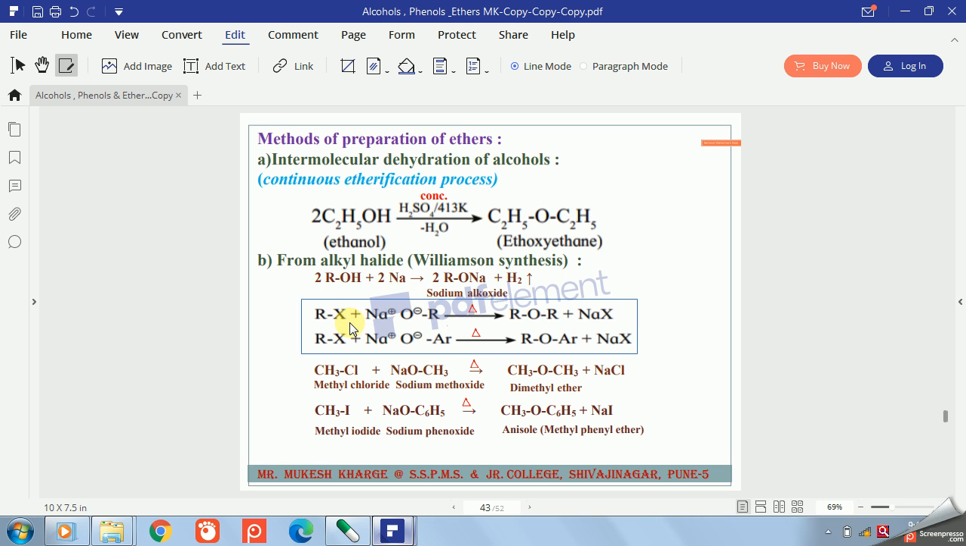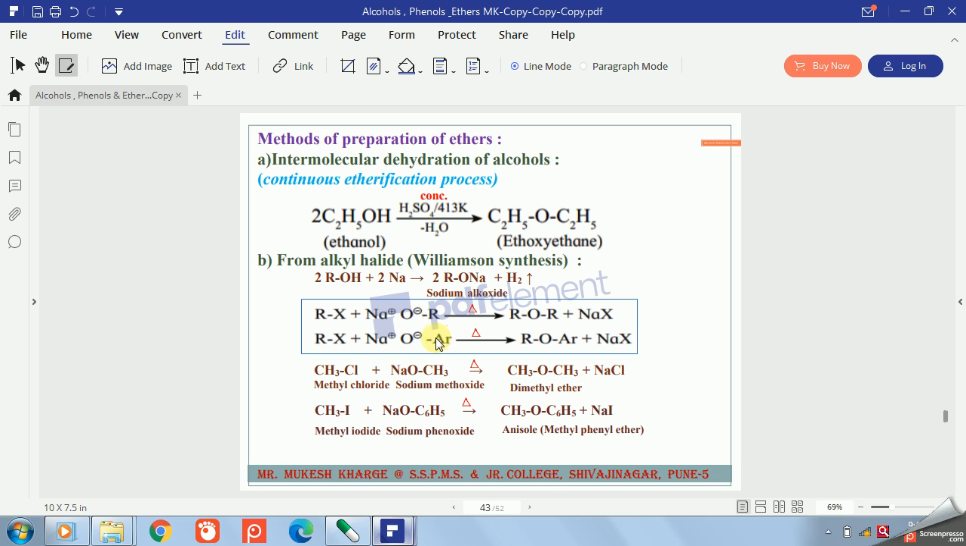So how to write the reaction? RX means alkyl halide reacts with RONa, sodium alkoxide, and gives ROR. So we get a simple ether if both R groups are the same, and if they are different then we get a mixed ether, but both are alkyl ethers.